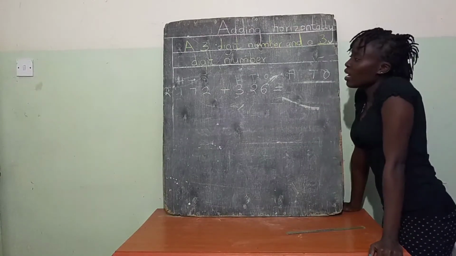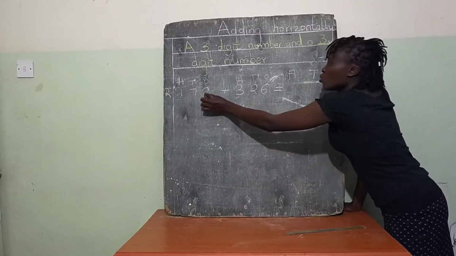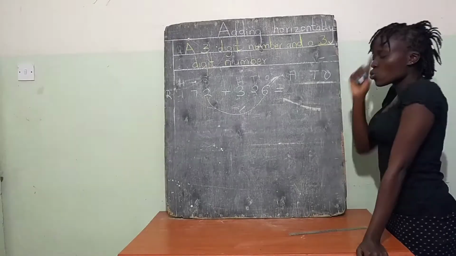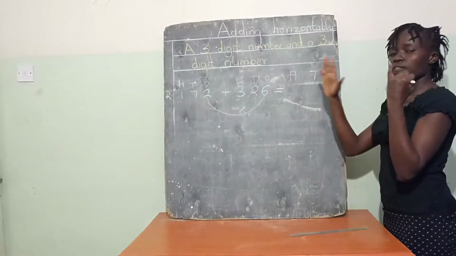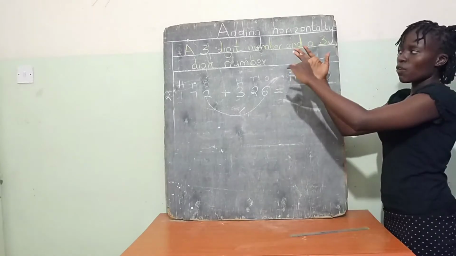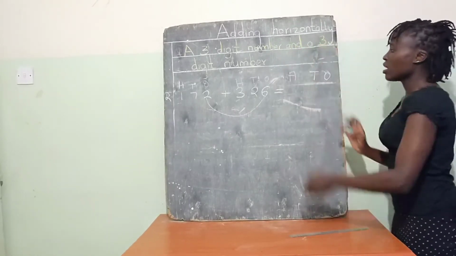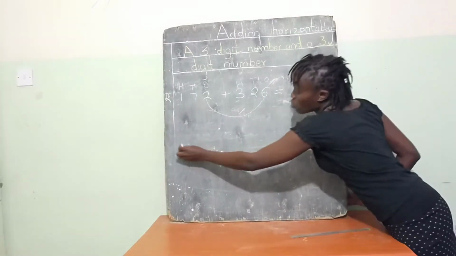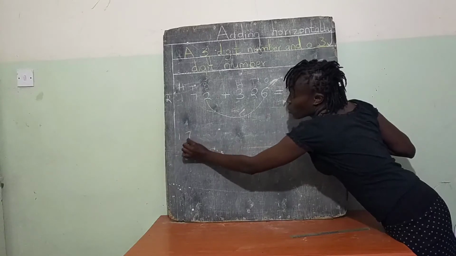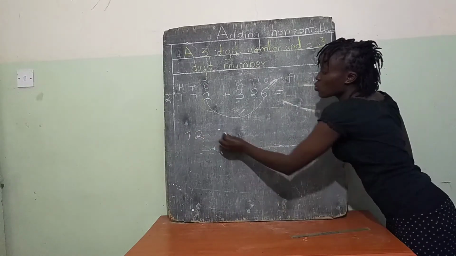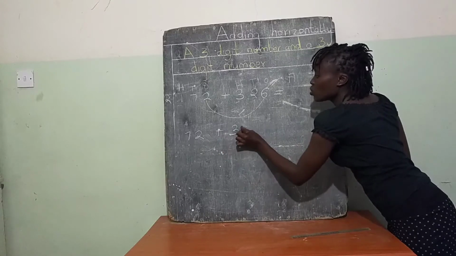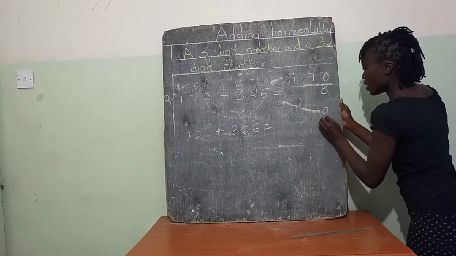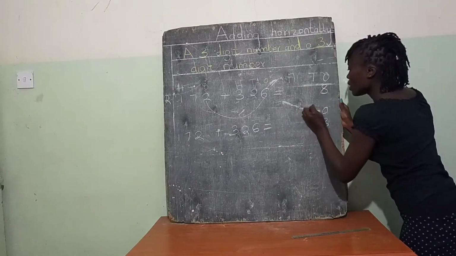Then we start with the ones. We start by adding the ones. 2 and 6. 2 plus 6. So 2 in the head and 6 on the fingers. 2, 3, 4, 5, 6, 7, 8. Our answer is 8. We are done with the ones. Then we move on to the next step, which is we write again the question. 172 plus 326. We have the ones, which is 8. So we are looking for the tens.